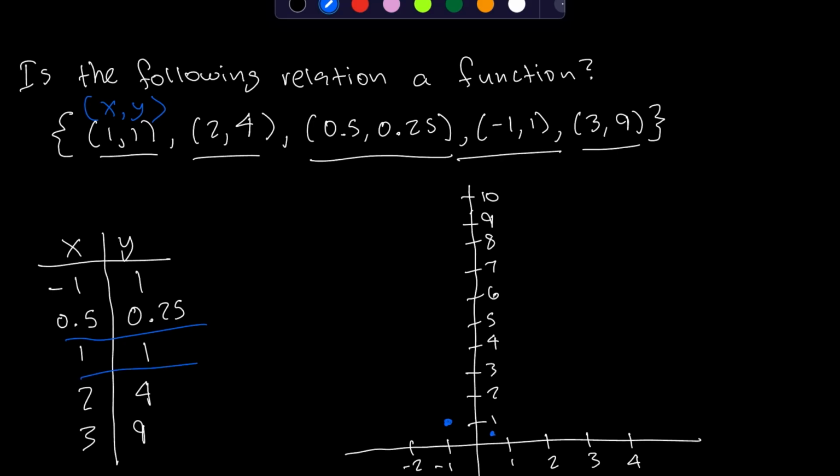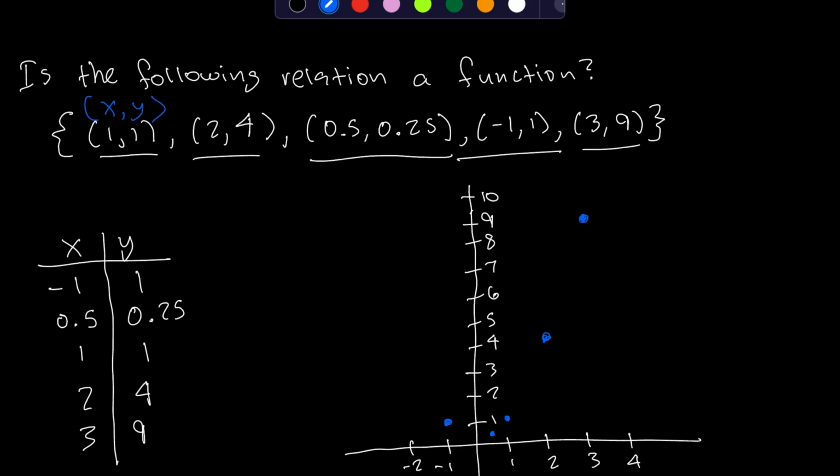And then we have 1, 1. You can draw right here. Then we have 2, 4, 2, 4, then we have 3, 9, 3, 9. Perfect. So we've plotted our relation.